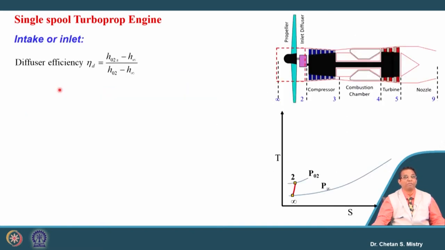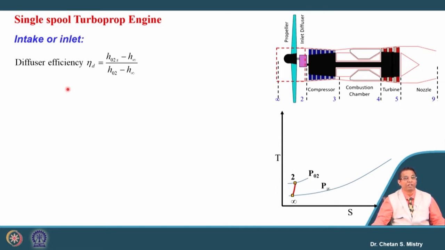Let's try to understand that part. So, the very first component we have is our intake, or say inlet. As we have discussed, these intakes are of a different kind compared to our turbojet engine as well as turbofan engine. They are a specialized kind of intake.